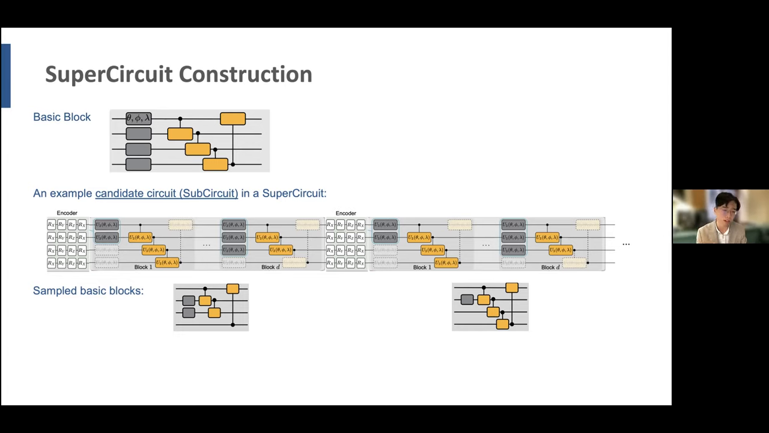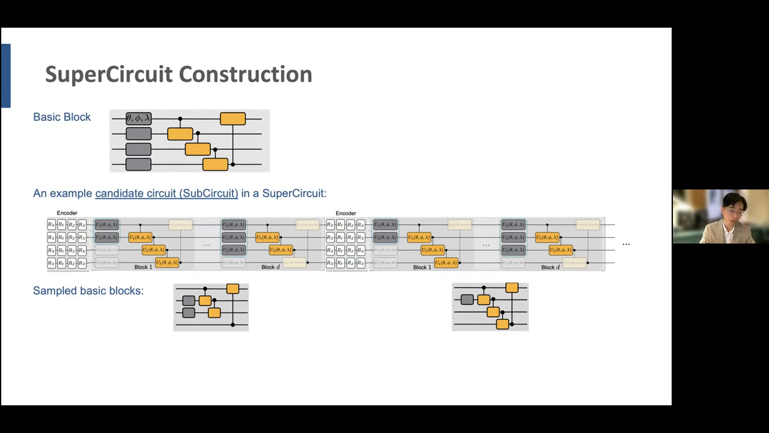So what are the candidate circuits in this super circuit construction? Well, it's really just a subset of the gates from this super circuit. And we will talk about the constraints, the conditions of how to define the subset. But for now, you can think of this as multiple blocks of these basic structures. And if you pick some of the gates from that basic structure and look at the whole circuit, this is your candidate circuit. We call that a subcircuit because it's a subset of the parameterized gates.